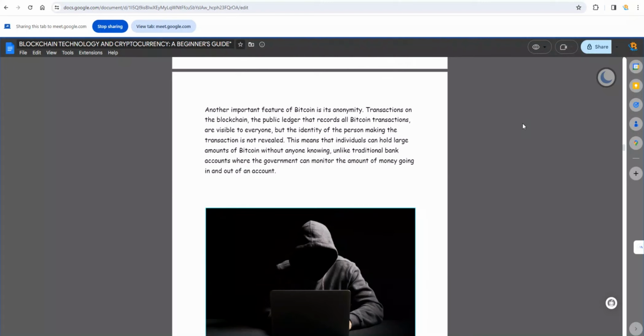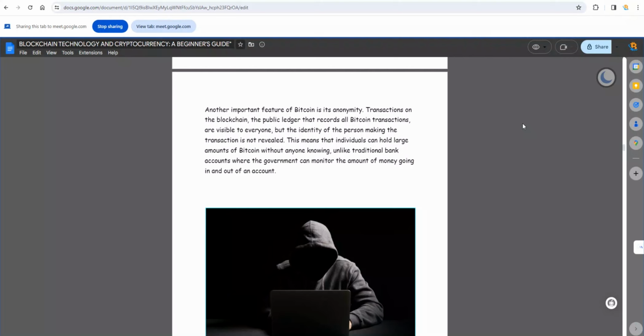Now, another important feature of Bitcoin is its anonymity. Transactions on the blockchain, the public ledger that records all Bitcoin transactions, are visible to everyone. And we were actually able to witness this yesterday when we were looking at the Blockchain Explorer. We were able to see money being transacted from one wallet to the other, and we could see how much and how much fees have been paid in real time, but we could not tell who is making this transaction to who and for what purpose. That is what we are talking about, the anonymity feature of Bitcoin.